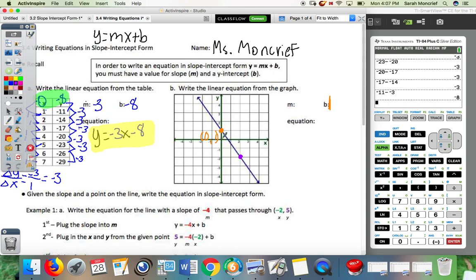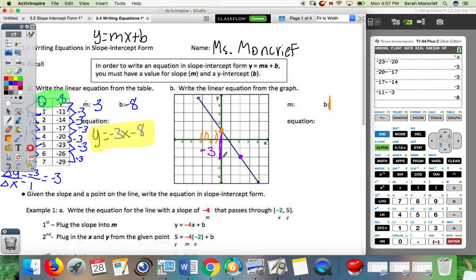First of all, am I going to go up or down in order to find this point? You're right, I'm going to go down. How many did I go down? 1, 2, 3. I went down 3. Now, since I went down, is it positive or negative? Well, since I went down, it's going to be negative.